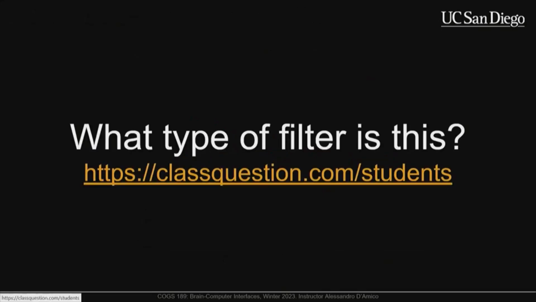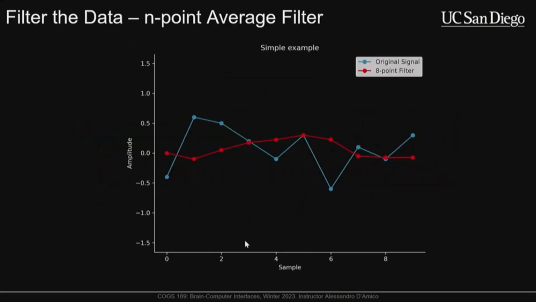I do have a question, which is, what type of filter is this? The options are low pass or high pass. Go ahead and sign on to the class question. I'll give you guys a little bit of time. Oh, it's okay. I really hate the UI for this. Okay, the question is live now. What type of filter is this, low pass or high pass? You can just think about this transition.